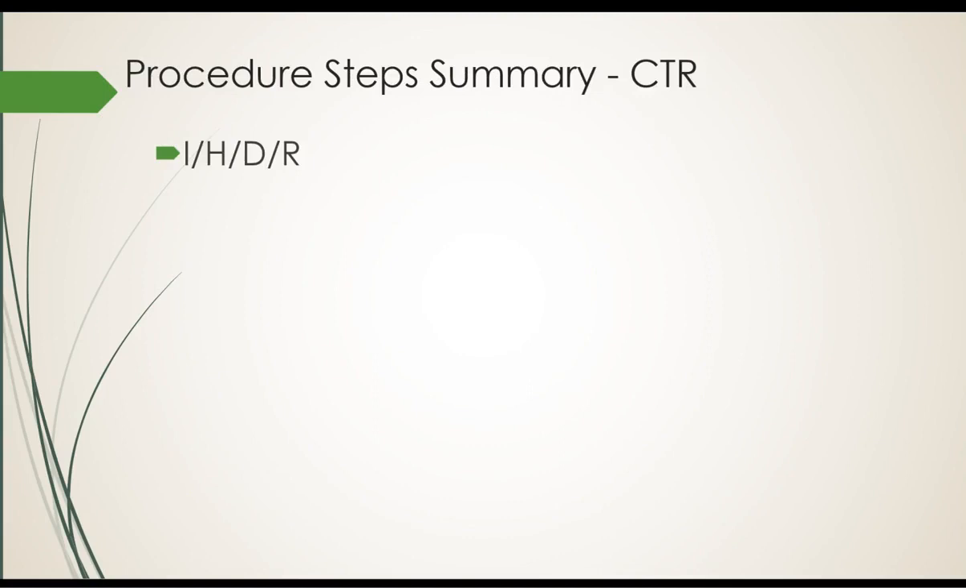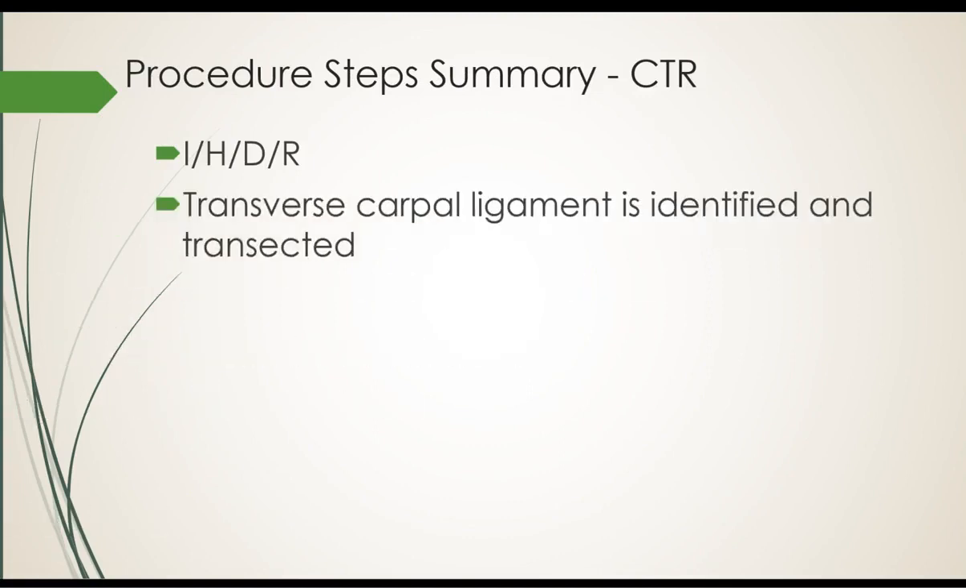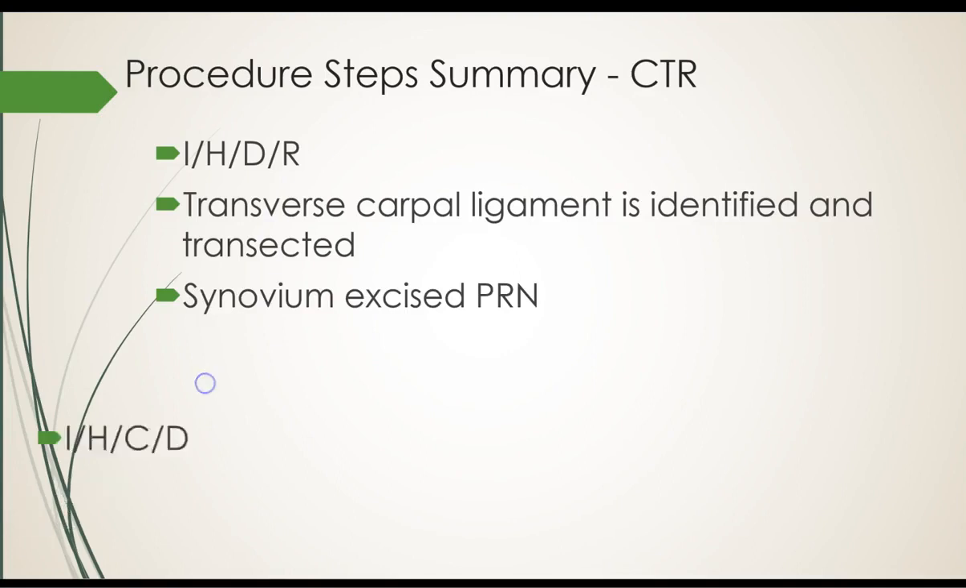Procedure steps, this is a pretty easy procedure. I&D, we're going to identify that transverse carpal ligament, and we're going to transect it. And then we're going to take out any inflamed synovium around our nerve, and then we're going to irrigate, hemostase, close, count, and dress.